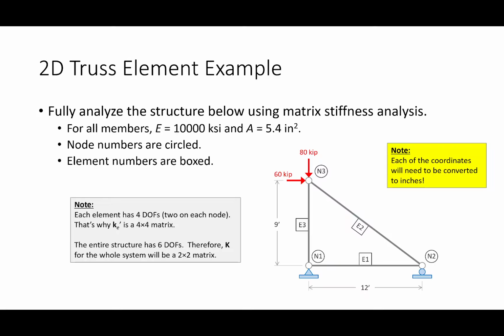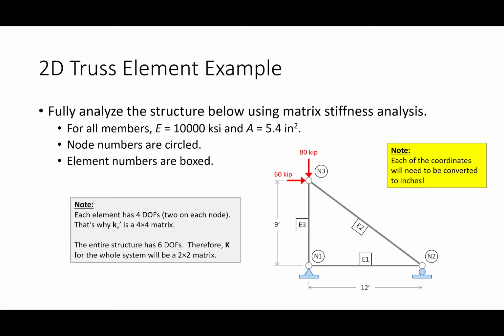And as for 5 and 6, that corresponds to this. So this is going to be 60, and this one's going to be minus 80. Does that make sense? I'm hoping that's pretty simple, because we've done this before with the bar elements.